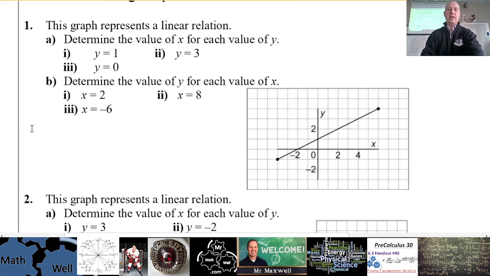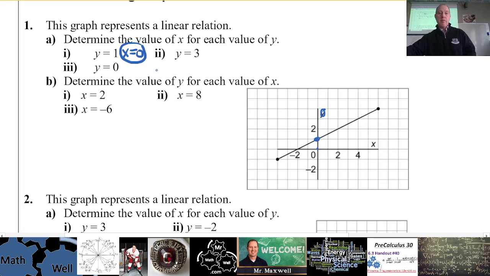This graph represents a linear relation. Determine the value of x for each value of y. When y equals 1, I have to go over to the y-axis, that's the vertical one. I'm going to find 1 right here, and find out what the x value is for the y value that touches this line. Well, the point here is (0, 1), so it looks like x equals 0. X equals 0 for 1a, number 1.